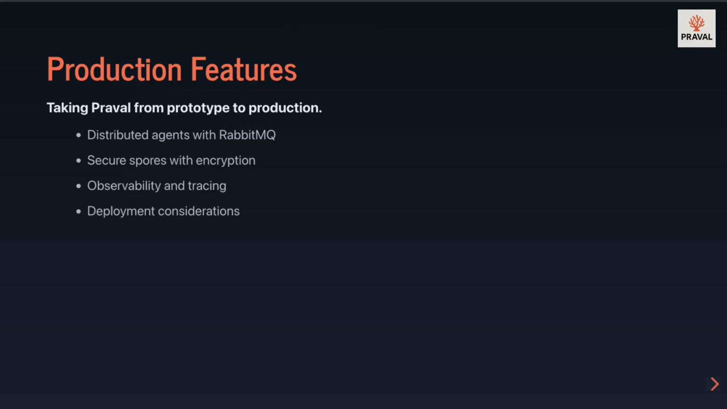Welcome to the final video in our Praval course. We've covered the fundamentals, and now it's time to talk about taking your agents to production. We'll touch on distributed agents with RabbitMQ, secure spores for encryption, and observability with OpenTelemetry. These are the features that turn a prototype into a production system.